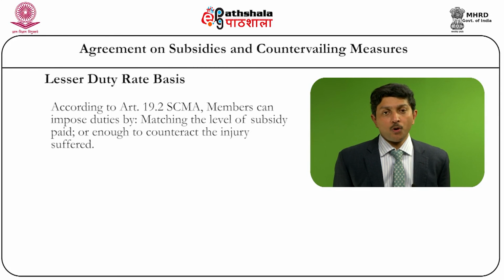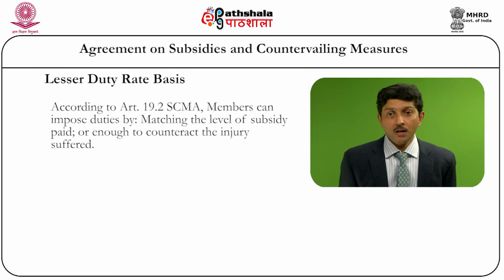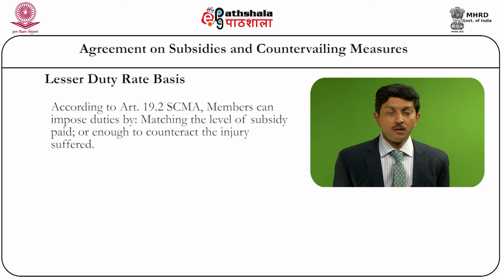According to Article 19.2 of the SCM agreement, the members can impose CVD, countervailing duties, by matching the level of subsidy paid, or in other words, an importing country can impose a CVD that is equivalent to the amount of subsidization. A WTO member can impose a CVD which is sufficient to counteract the injury, but in no circumstances shall such duty be in excess of the amount of subsidy found to exist. A number of jurisdictions such as India and the European Union implement the lesser duty rule.